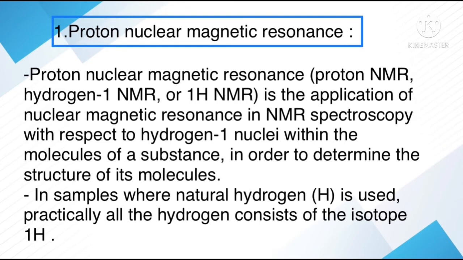Proton nuclear magnetic resonance, also known as proton NMR, hydrogen-1 NMR, or 1H NMR, is the application of nuclear magnetic resonance in NMR spectroscopy with respect to hydrogen-1 nuclei within the molecules of a substance in order to determine the structure of its molecules. In samples where natural hydrogen is used, practically all the hydrogens consist of the isotope 1H.